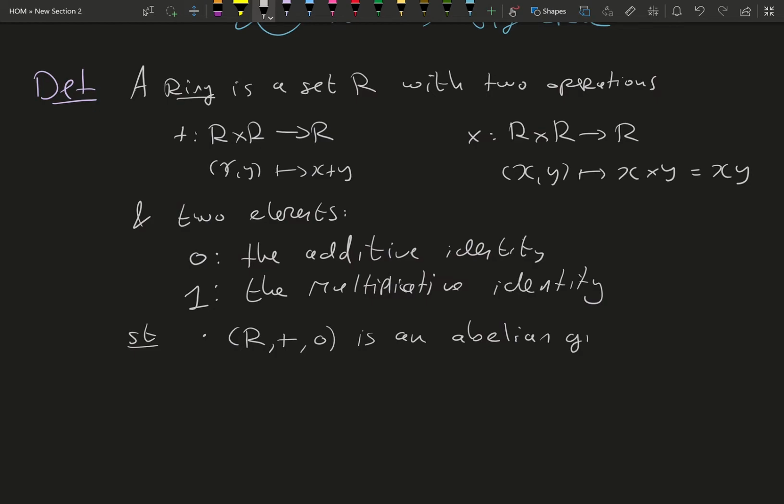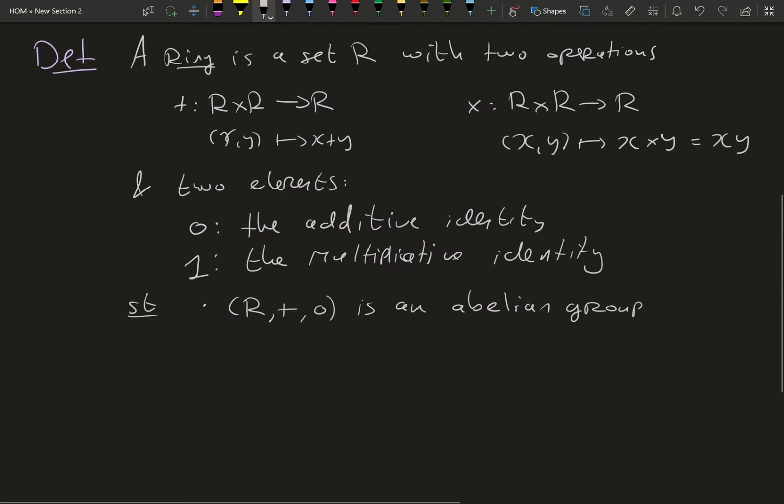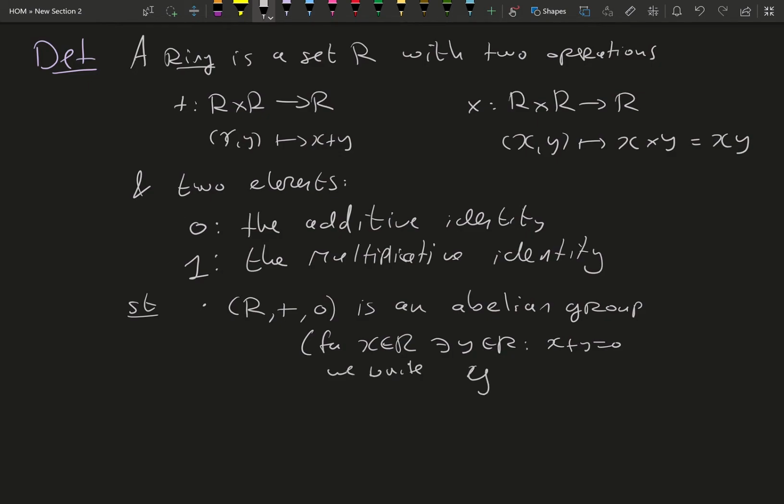So recall that it means that R is closed under addition, and the addition is associative, and moreover this addition has an inverse. So for every element in R you can find an inverse for the addition in R. So for x in R there is a y in R such that x plus y is 0, and we write y as minus x. Okay, so that's just a side note.